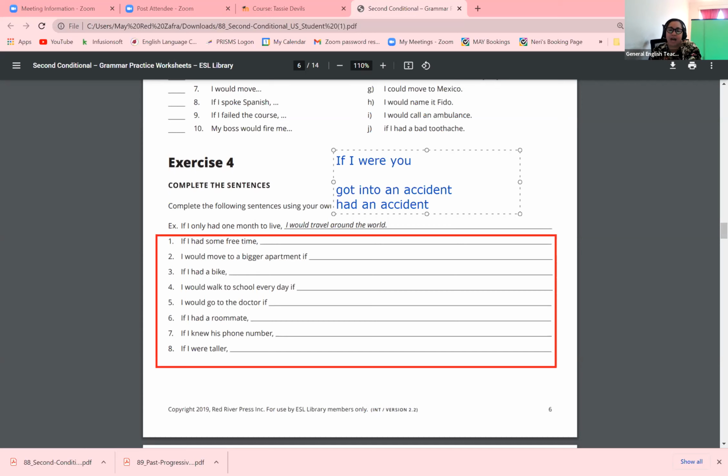If I had a bike, I would go cycling every day. Muhammad, cycling spelling starts with a C, not S. Okay. Cycling like this.